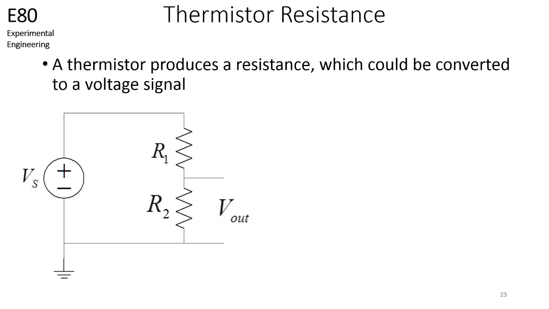If you have a voltage source, V sub S, you could create the following circuit and measure V sub out. The voltage divider equation is shown here. You can see that V sub out equals V sub S times R sub 2 divided by the sum of R sub 2 and R sub 1.